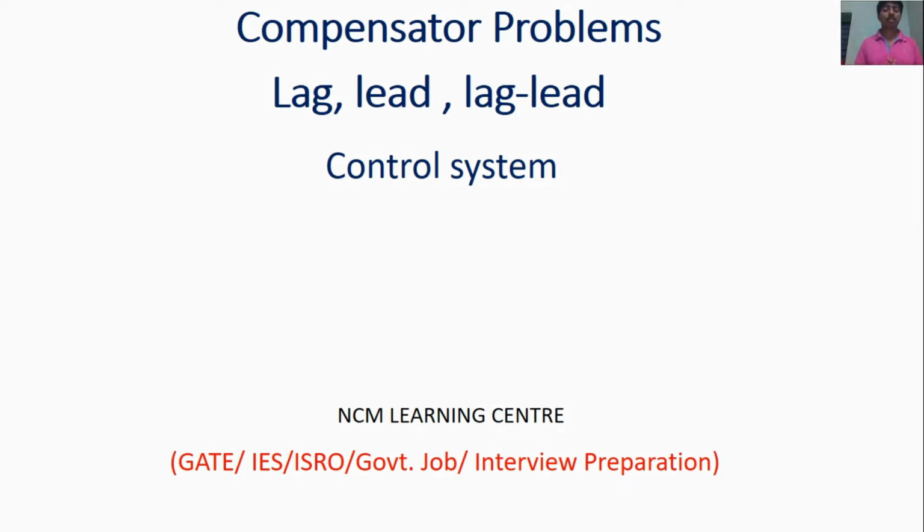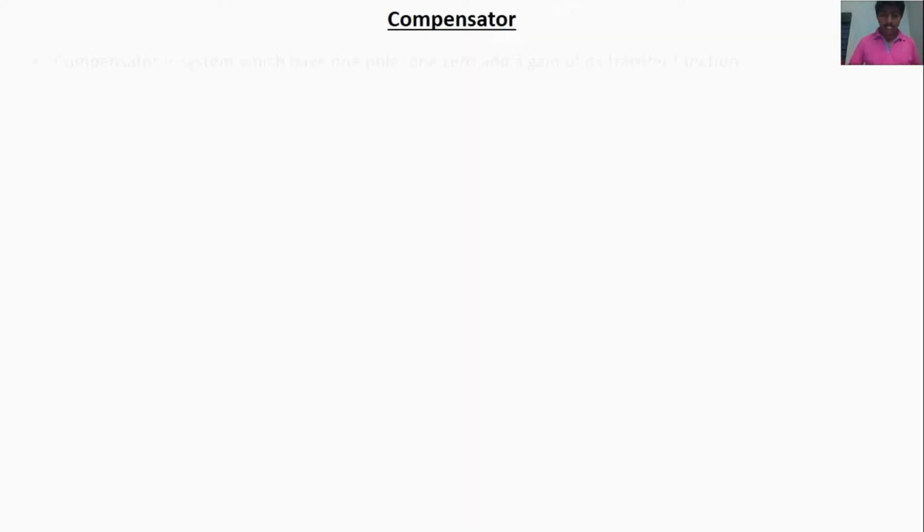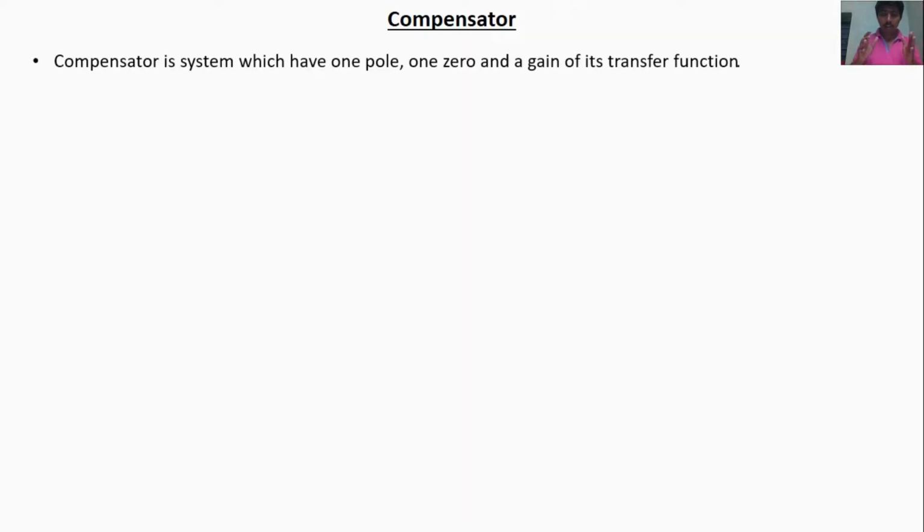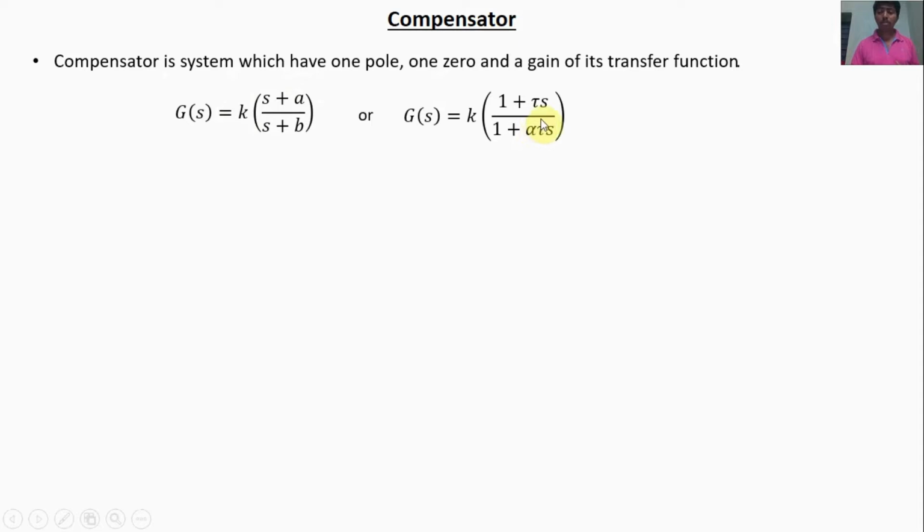Now we will discuss under what condition the compensator will act as lag or lead. Generally, what is a compensator? A compensator has one pole, one zero and one gain. It is represented by G of S equal to K into (S plus A) divided by (S plus P). S plus A is the zero, the numerator term, the denominator term is the pole, and there is one gain. Otherwise it is represented by G of S equal to K into (1 plus tau S) divided by (1 plus alpha tau S).